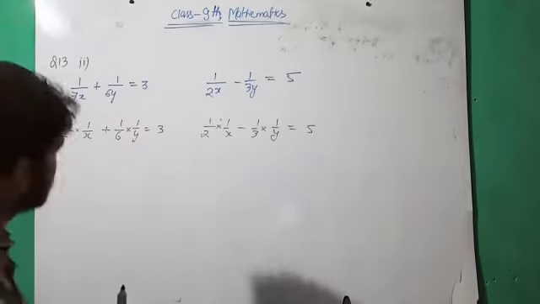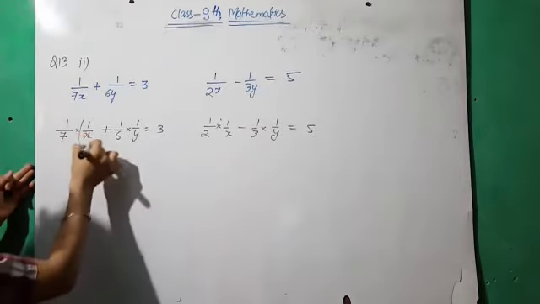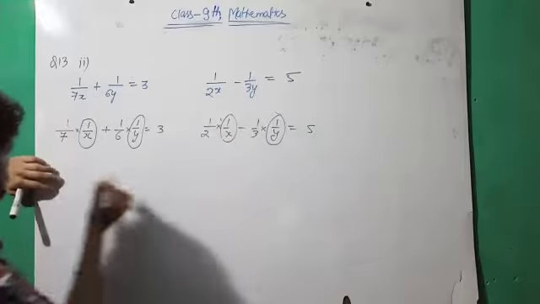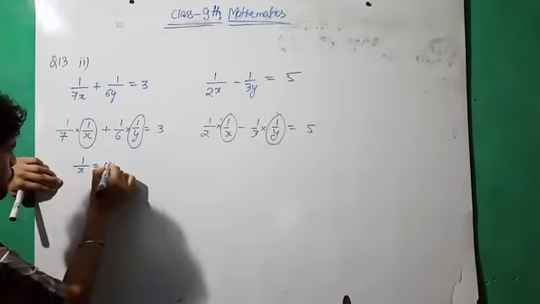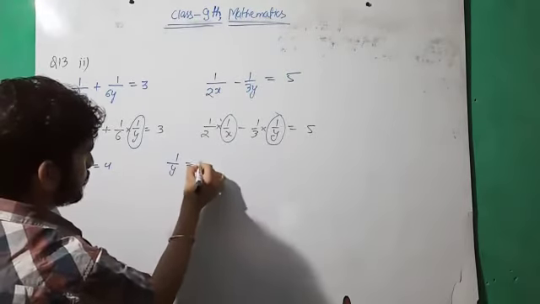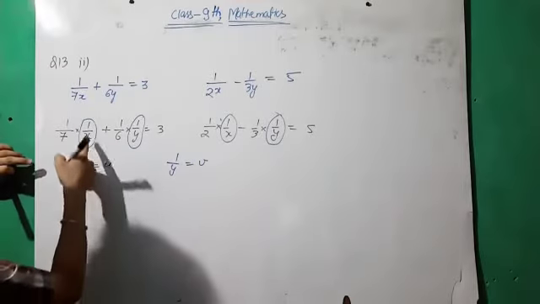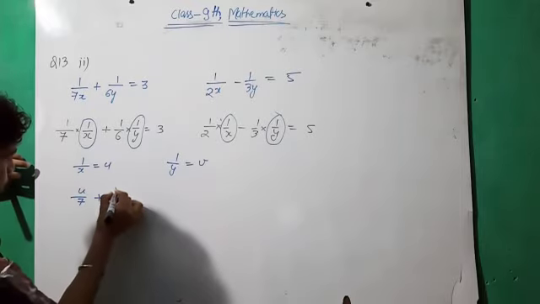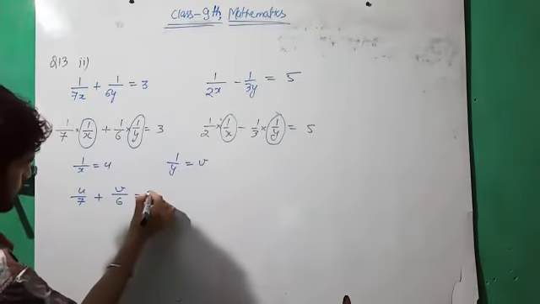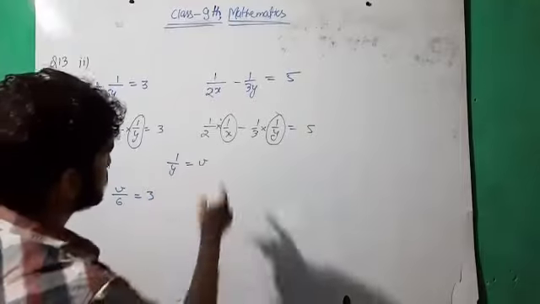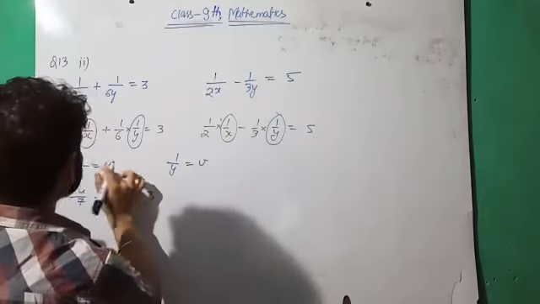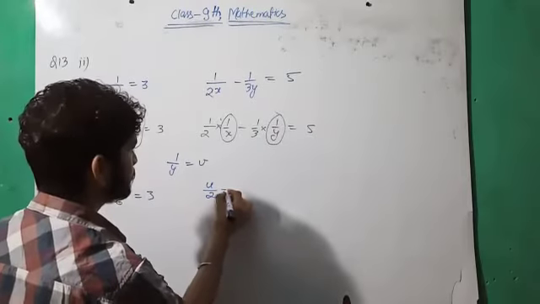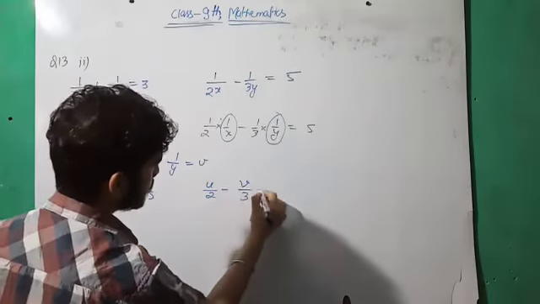So we have to take 1 by x and 1 by y in both equations as some values, like we take 1 by x equal to u and 1 by y equal to v. So the equation becomes u upon 7 plus v upon 6 equal to 3. First equation is this. Now the second equation, 1 by x is u, so u by 2 minus v upon 3 equal to 5.